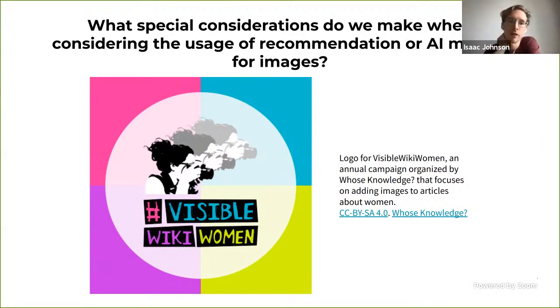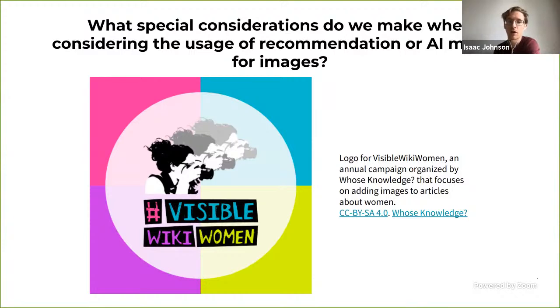So the logo on this slide is for Visible Wiki Women, which is a campaign that focuses on adding images specifically to articles about women. This and other efforts have focused specifically on image representation on Wikipedia as a highly salient aspect of equity, literally the question of whether certain communities of people are visible or not on Wikipedia.